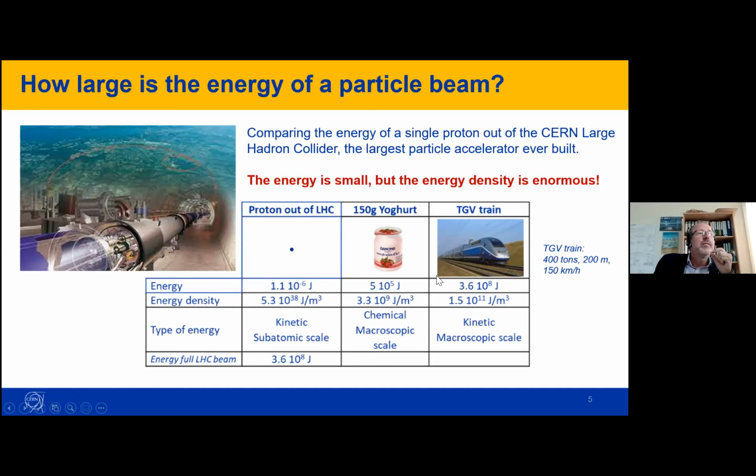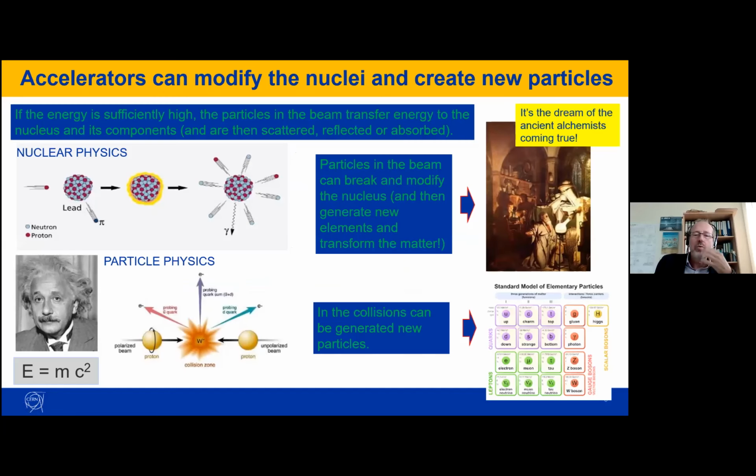So you see, this is kinetic energy, chemical energy, and energy which is also kinetic, out of a particle accelerator, but on a subatomic scale. So accelerators are unbeatable in concentrating huge amounts of energy in small volumes. And how can you use this energy? You can smash these particles against other atoms, other nuclei, and then you can break the nuclei and do nuclear physics. Actually, in this way, you can modify the elements.